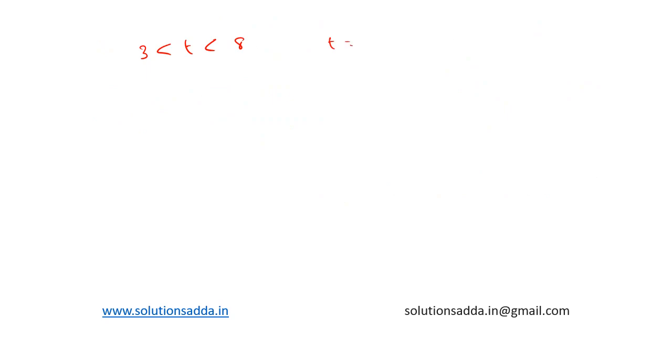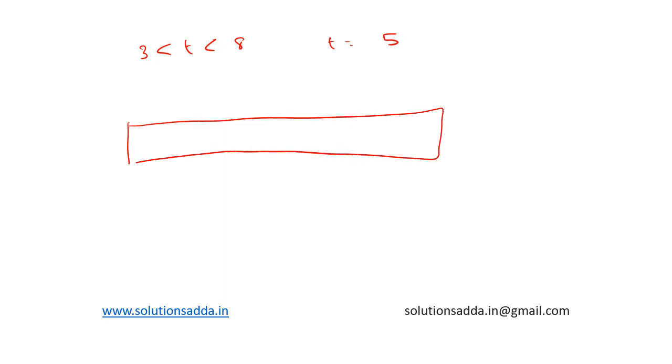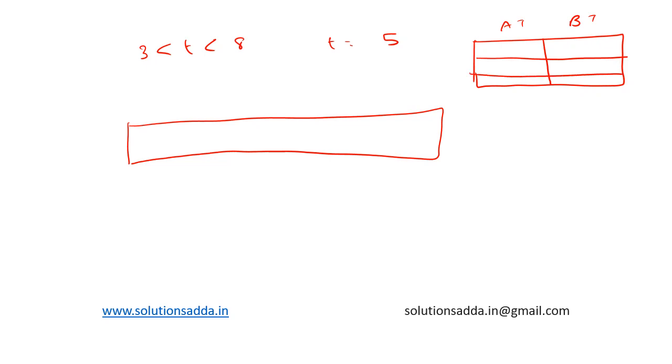Assume t is equal to 5. So we have the following. Draw the table as follows. So arrival time followed by burst time. We have P0, P1 and P2. So here 0, here 5 and here 8. We have 15, 12 and 5. Now let's draw the Gantt chart.